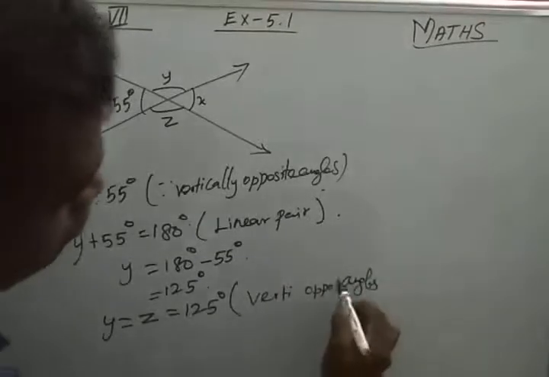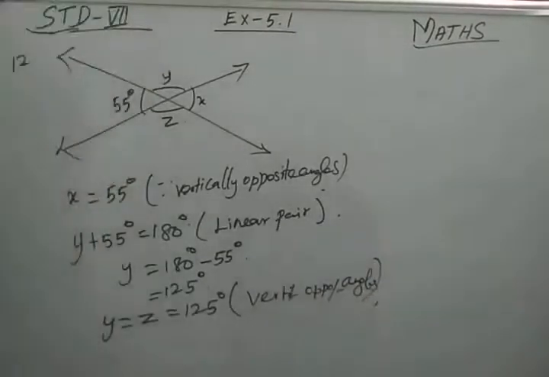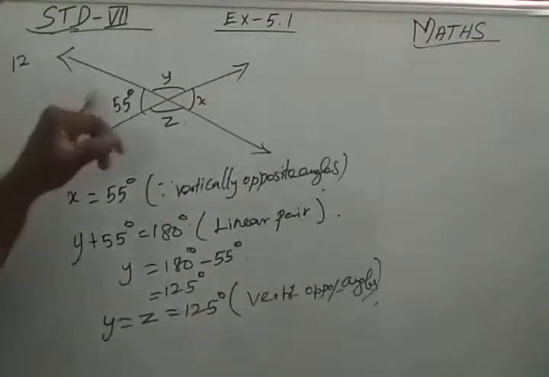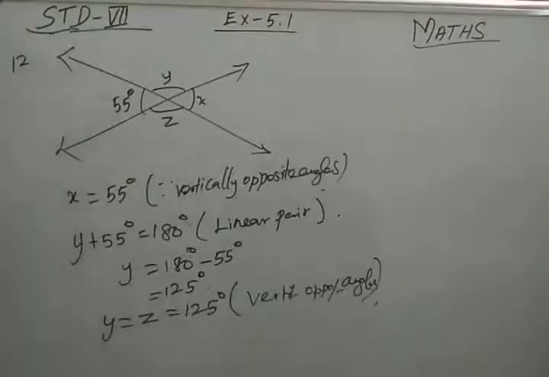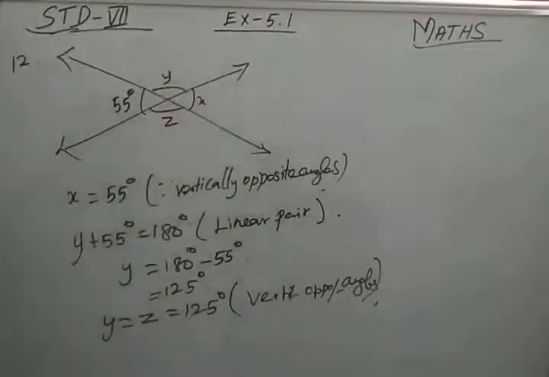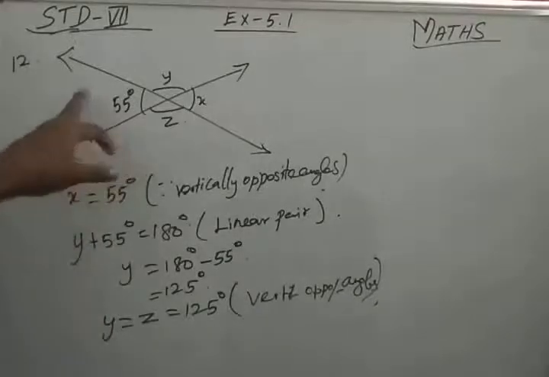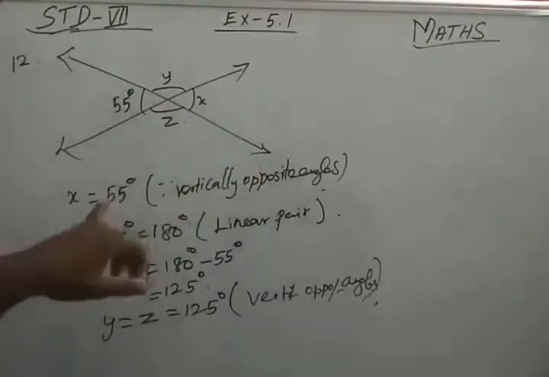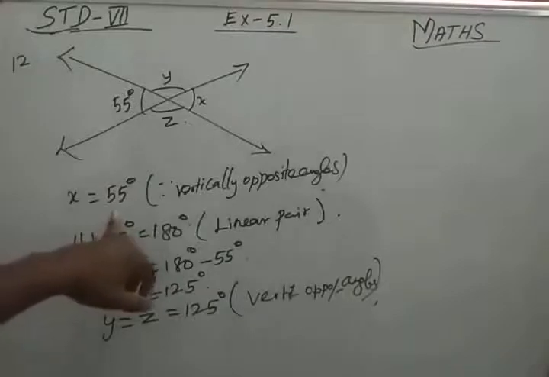Understood, students, what you have done? From the picture only, you have to see the picture properly. In the picture they have given two intersecting lines, with the value 55 degrees for one angle, and for the other angles they have asked angle x, angle y and angle z. Since they have given 55 degrees, x is directly the vertically opposite angle, that is 55 degrees.